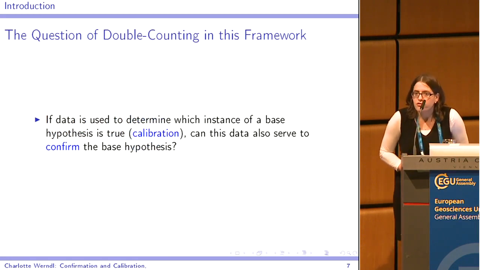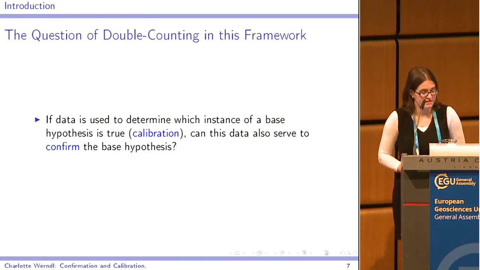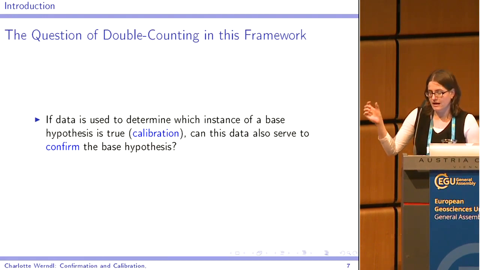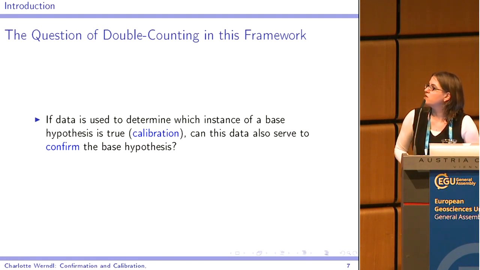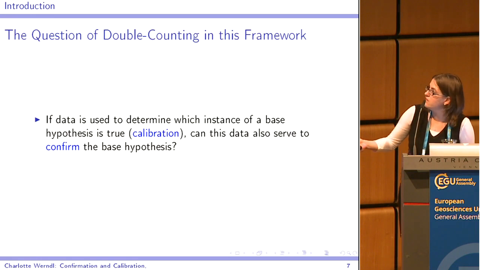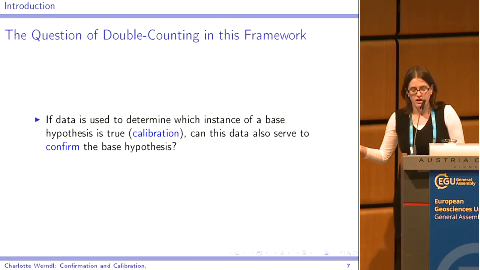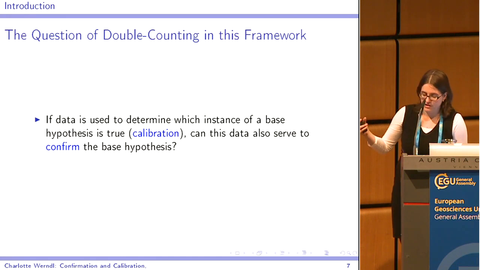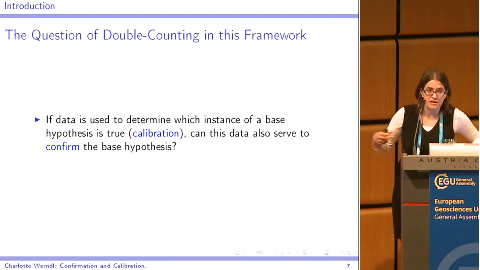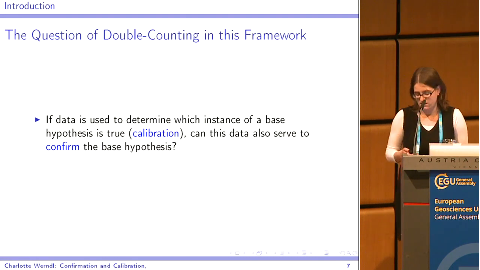And in this framework, the question of double counting is as follows. If data is used to determine which instance of a Bayes hypothesis is true, so you determine which instance is true, this means you calibrate, you find out which parameter value is best. This is the calibration. Can then the very same data be used to confirm the Bayes hypothesis? And it's important here to confirm the Bayes hypothesis. Everyone would say, well, if you calibrate or tune, you estimate, and you arrive at a certain model instance, it's clear that this model instance is confirmed. But the issue here is not the confirmation of model instances, but whether the Bayes hypothesis is confirmed again. And that's the real matter of debate.